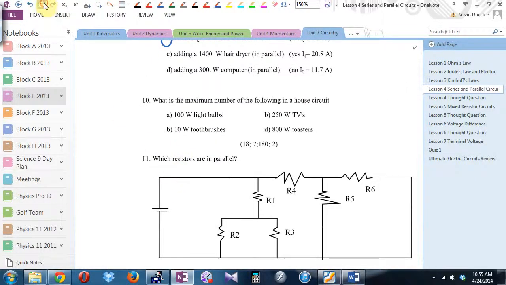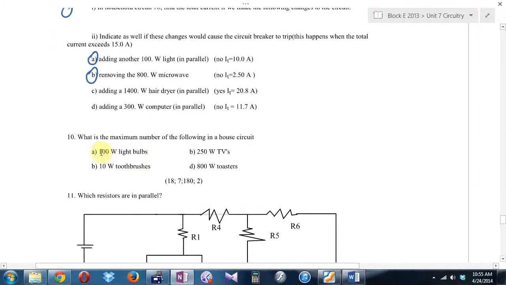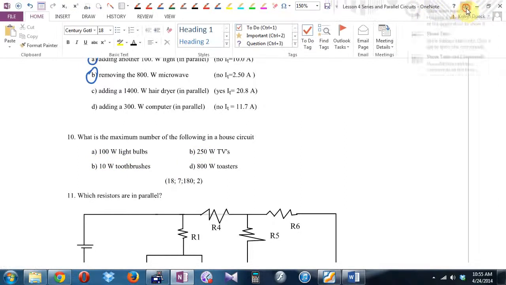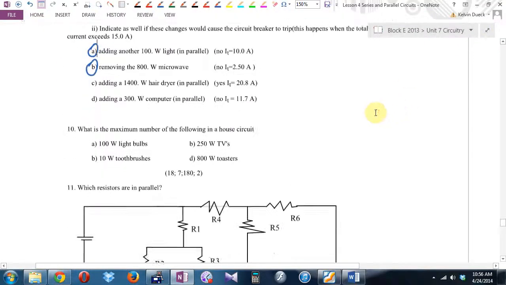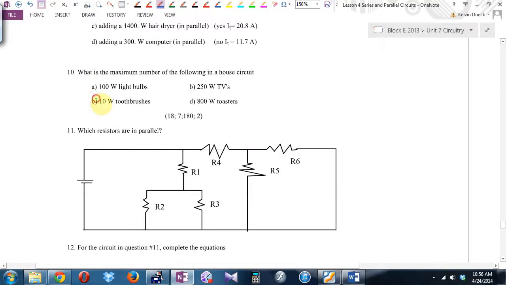By the way, look up for a second. For what it's worth, on any one plug, if you're using a 15 amp breaker, you can run 18 100 watt light bulbs. You can run 7 250... Good gosh, Mr. Dueck, learn to read. Let's try this again. In a standard household plug, part of the problem is that's a C right there. You can run 18 100 watt bulbs for what it's worth. You can run 7 televisions. You can run 180 little electric toothbrushes or about 2 toasters.